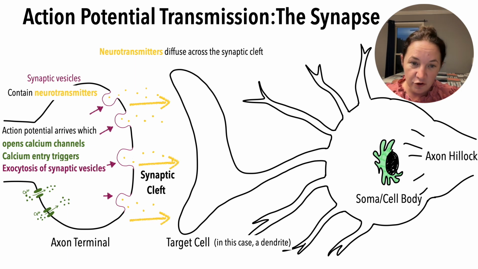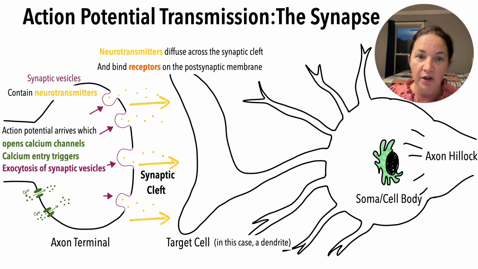So these neurotransmitters diffuse across, and then they bind to receptors on the postsynaptic membrane. I'm coloring the receptors in orange. I seem to always like to make them orange. And then the neurotransmitters are binding to those receptors, and they're going to make something happen. So it's now gone from this electrical action potential to a transmission that's chemical. So we call this a chemical synapse.